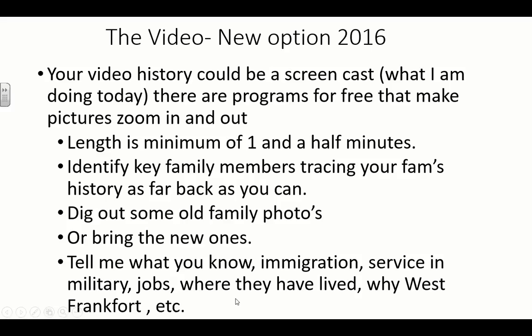Also new photos. So again, if you utilize this option and you'd like to show off your technological savvy, you could do so even with new family members. There's not a minimum length on how far back you have to go.